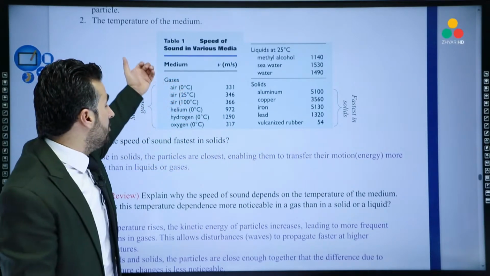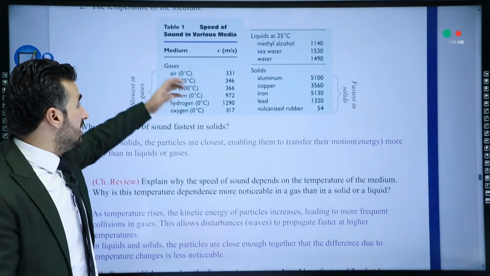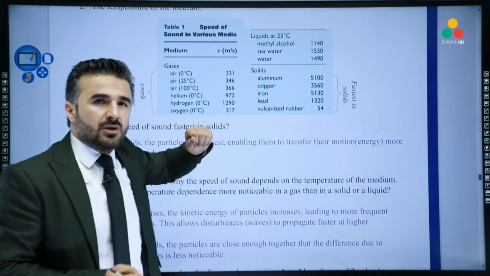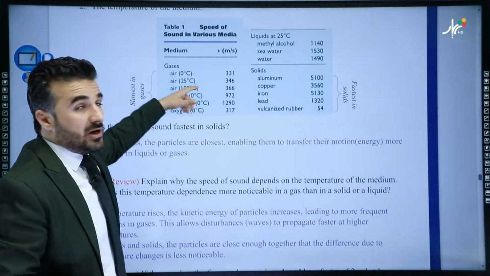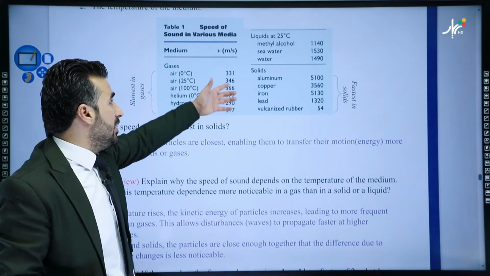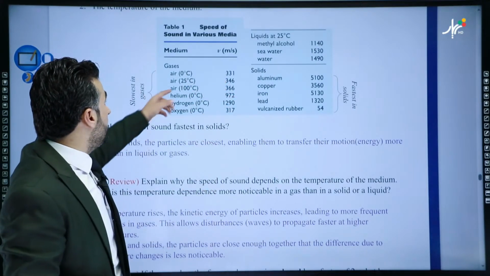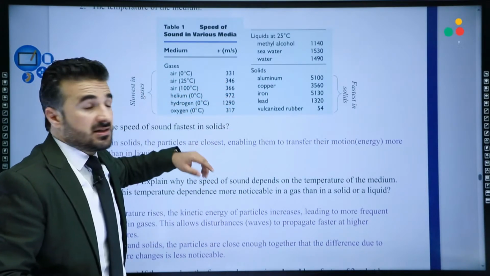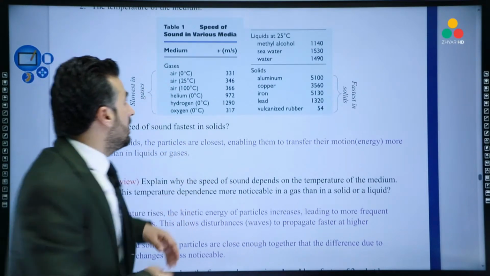The speed of sound in different mediums, you can see. For air at 0 degrees Celsius, it is about 331 meters per second. When you increase the temperature to 25 degrees Celsius, you can see that it becomes about 346. At 100 degrees, it is about 366 meters per second. These are helium or whatever. Look at the other one here.